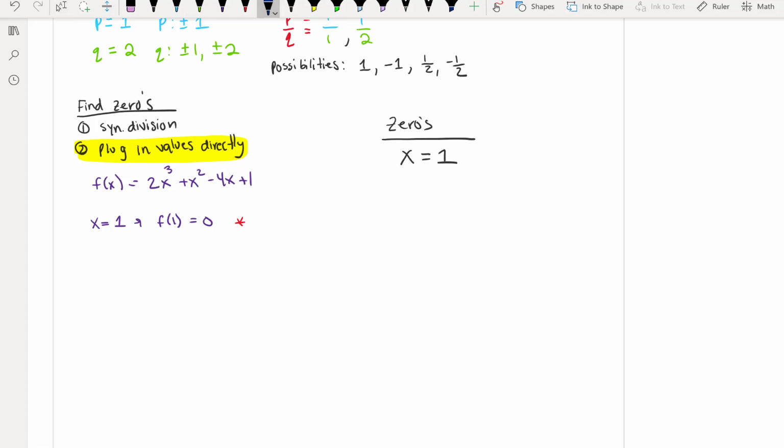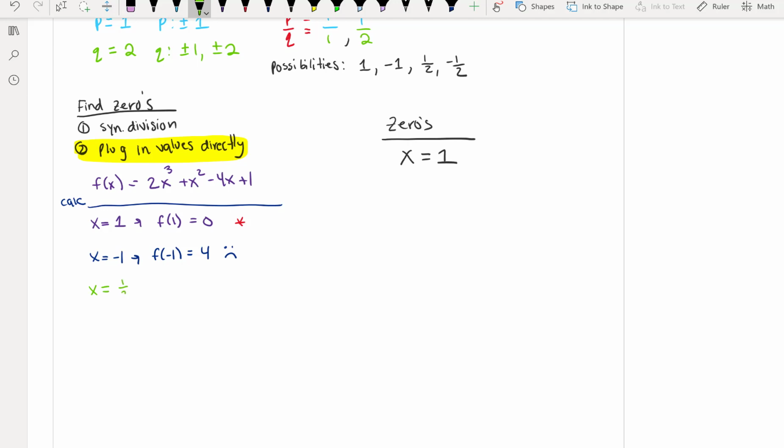Now let's try some of the others. Let's say now I try x is equal to -1. So f, now I'm going to plug in my -1 into my function. So 2 times -1 to the third plus -1 squared minus 4 times -1 plus 1. Remember, here I'm using my calculator. And when I plug that in, I get a positive 4. So that means, nope, this is not going to be a 0. That's okay, I keep going. So I have a couple more possibilities.